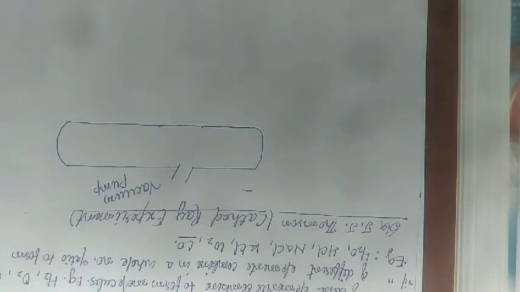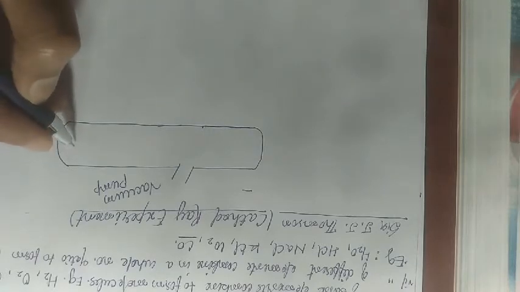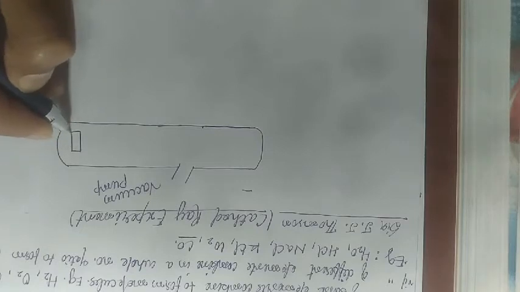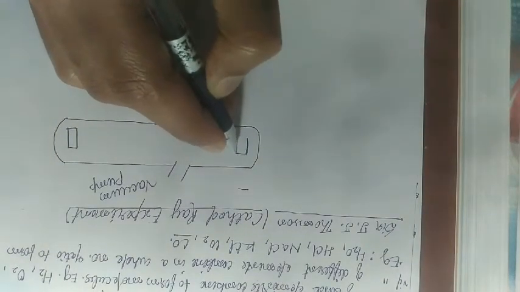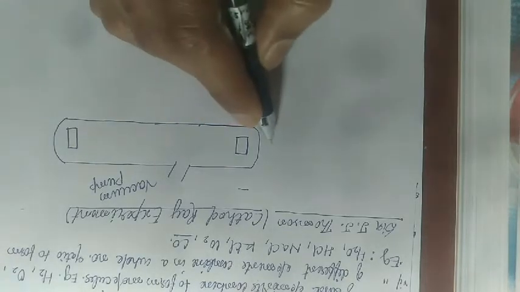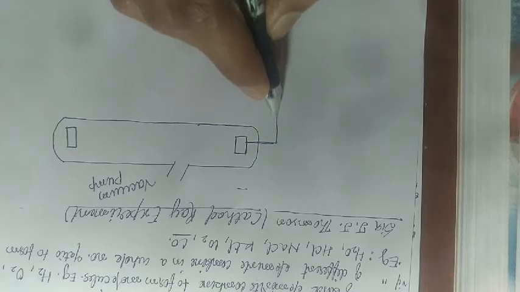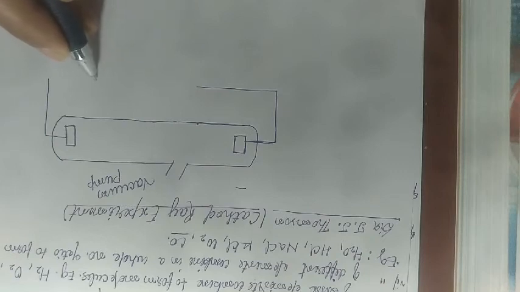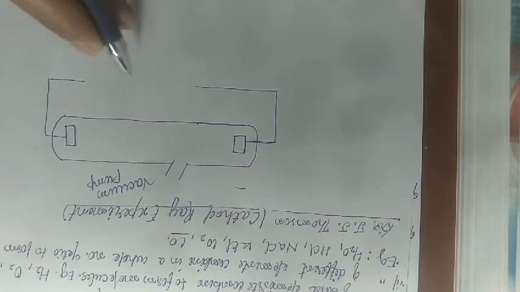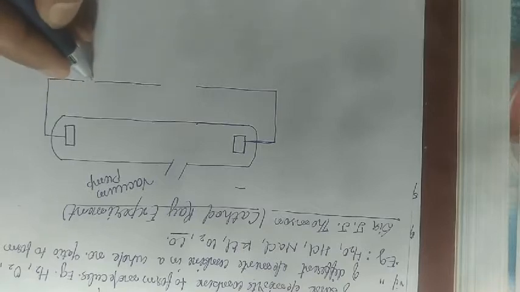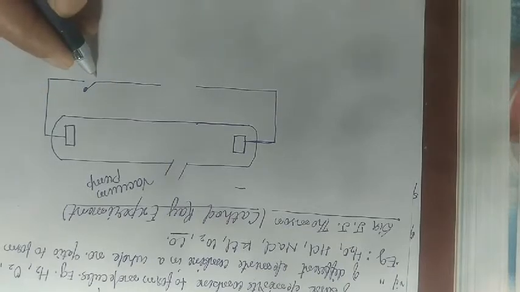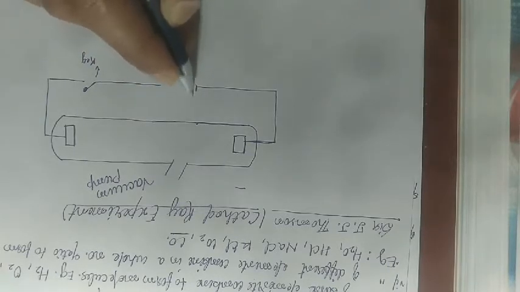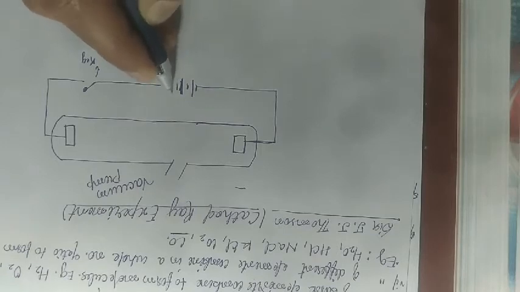It is used here, a vacuum pump, and one electrode here and one electrode here, and these two electrodes he has connected with the battery like this. This is the key, or we can say the switch, and he has connected it like this.